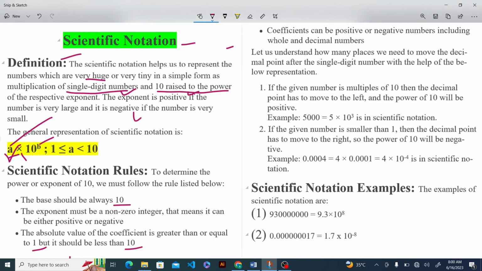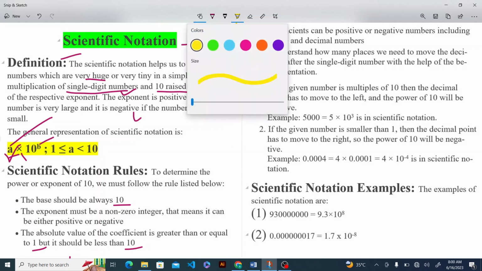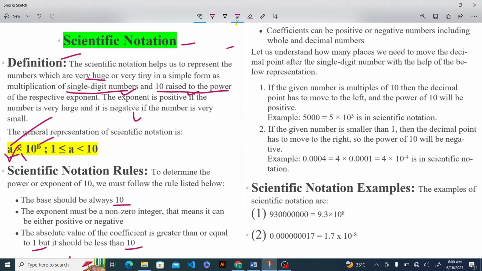So this is the range. A can be greater than or equal to 1 and less than 10. No other possibility for coefficient a. And the last rule is coefficients can be positive or negative numbers, including whole and decimal numbers.